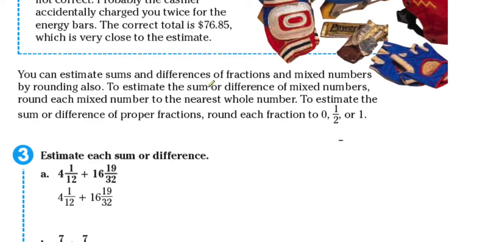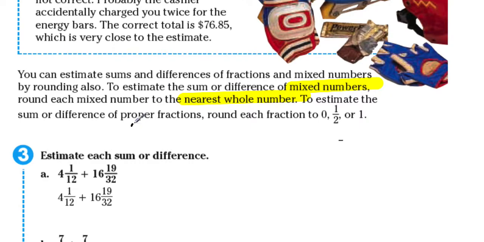To estimate the sum and differences of mixed numbers, round each mixed number to the nearest whole number. So when you're talking about mixed numbers, we need to round it to the nearest whole number. And to estimate the sum and difference of proper fractions, round each fraction to 0, 1/2, or 1. Remember what a proper fraction is.